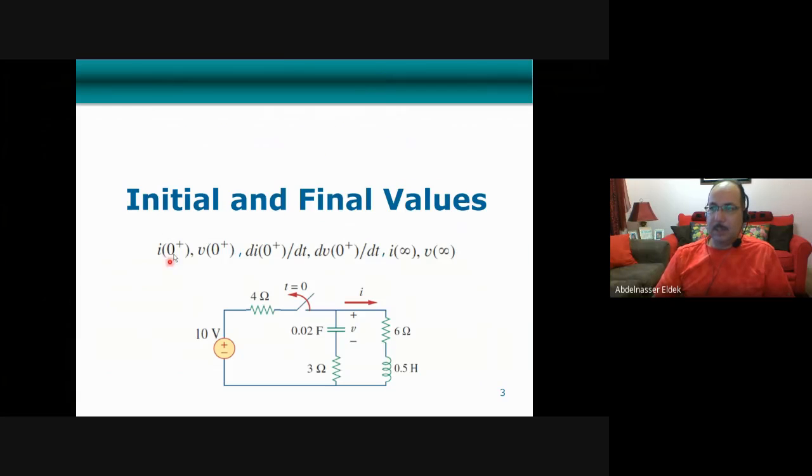So this part here is about the initial condition and final condition. And the reason why we talk about the initial and final condition is that if you want to solve a second order differential equation, you need to define the initial conditions, to use them to find some constants. Usually when you solve a differential equation, you have some constants. To find these constants, you need the initial conditions. And the final conditions also are required if you need to find a step response, for example. So let's see how we can find the initial and the final values.